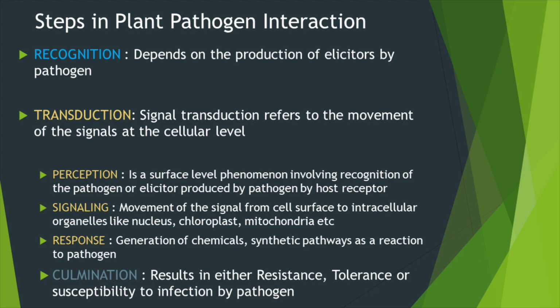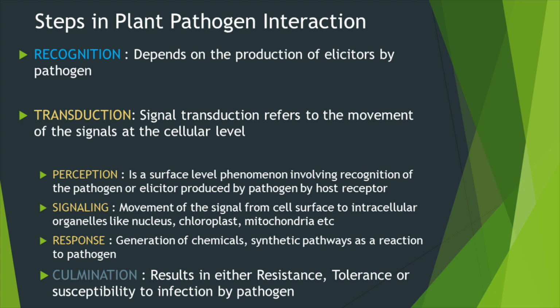Perception is a surface-level phenomenon. Here the elicitor that is secreted by the pathogen is detected by a receptor on the plant cell. There are several receptors present on the surface of the plant cell, and the elicitor secreted by the pathogen is detected by the plant cell receptor. So this is the first step. This step is called perception. The second step is called signaling.